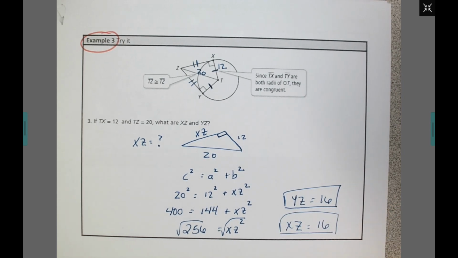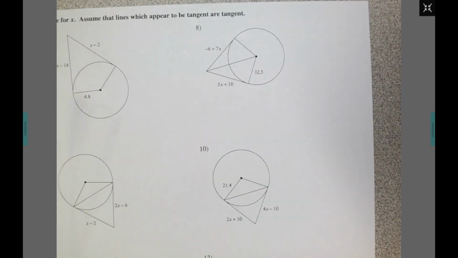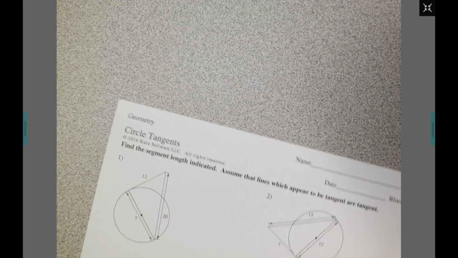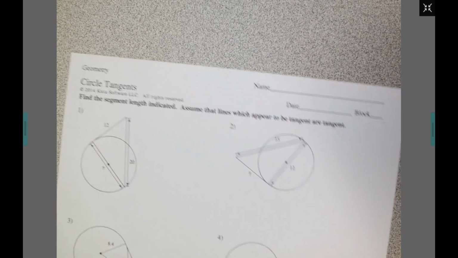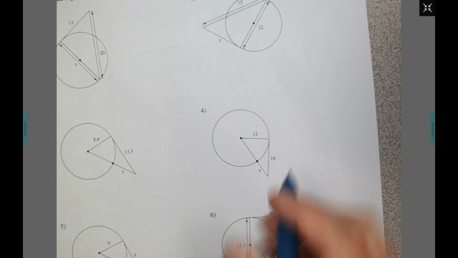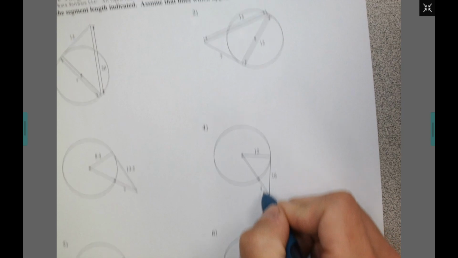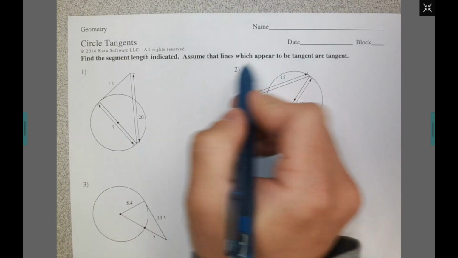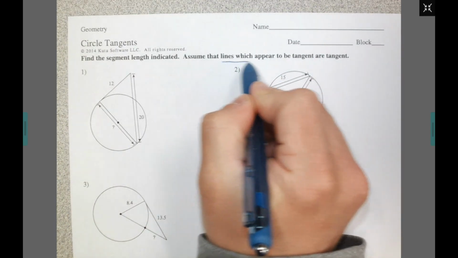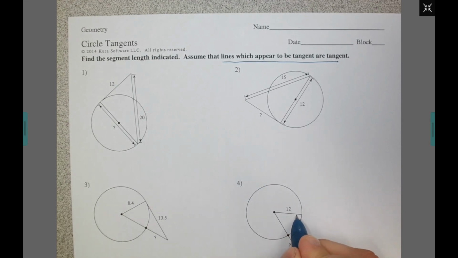Okay, so those are the 3 examples from the notes. I want to look at a couple from the worksheet that you're going to have today. So let's look at number 4 real quick. Number 4, they want you to go ahead and solve for the question mark there. On this worksheet, they tell you that all the lines which appear to be tangent are tangent. So that means for number 4 that I have a right angle right here.